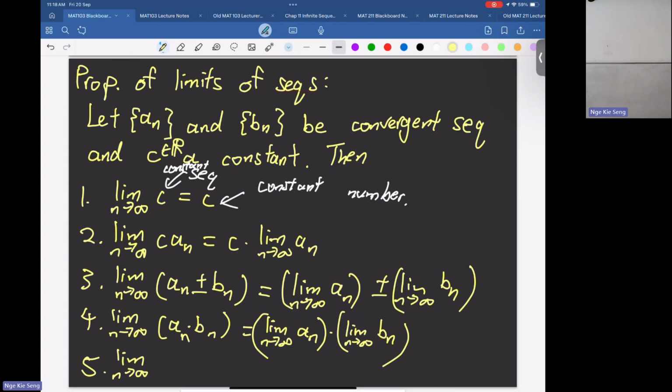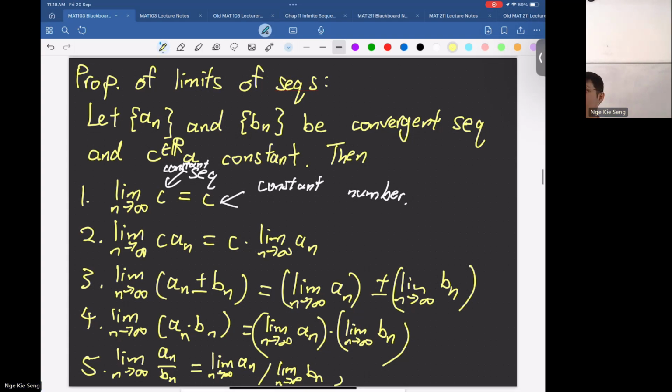Okay, last thing. This is very special. You can take the quotient, an by bn. Do you want to guess? No need to guess. Can you predict what comes next? The limit of an over the limit of bn. But now there's a difference. There's a denominator here, so you need to make sure that your denominator cannot be 0. Again, to prove this is actually non-trivial. We won't prove it. If you want to prove it, you can do it all using epsilon delta.